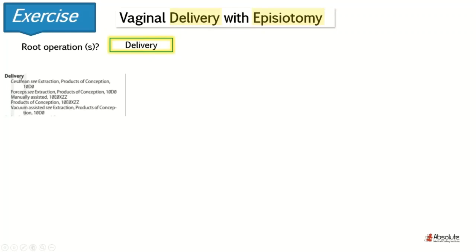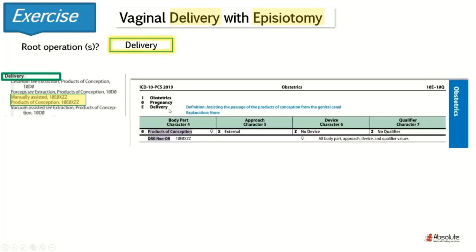Of course, we look up the term delivery in the index, and then we scroll down for our type of delivery. It doesn't say that this is a delivery that was complicated or anything. So we've got 2 options here. This is products of conception. That's what I would go for. Now, if the doctor manually assisted, you use the same code. All right. So the code is 10E0XZZ. You know what, coders? That looks like the entire code, and it is.